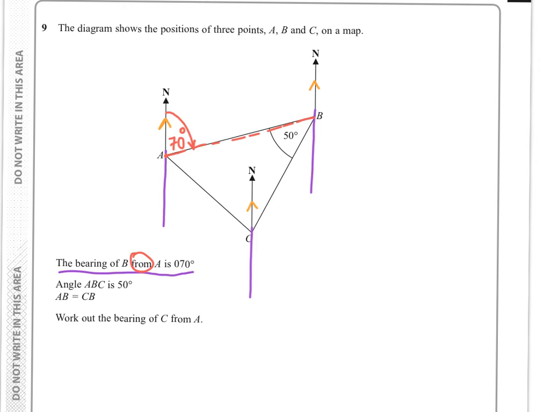Now the important thing about this diagram is it says AB is the same as CB. So triangle ABC is isosceles. Now we already have 50 degrees, which means these two base angles must make 130 together, so they're 65 each.